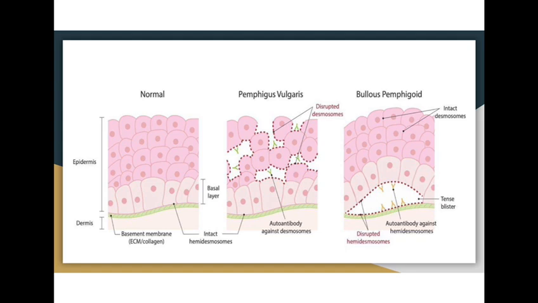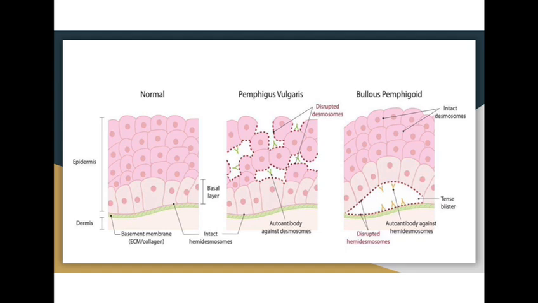Both pemphigus vulgaris and bullous pemphigoid are immune disorders, both being type 2 hypersensitivity reactions, whereby in pemphigus vulgaris, IgG autoantibodies form against the desmoglein 1 and desmoglein 3, both part of the desmosomes in the epidermis, causing disruption and separation of the epidermal cells, causing intraepidermal flaccid blisters.